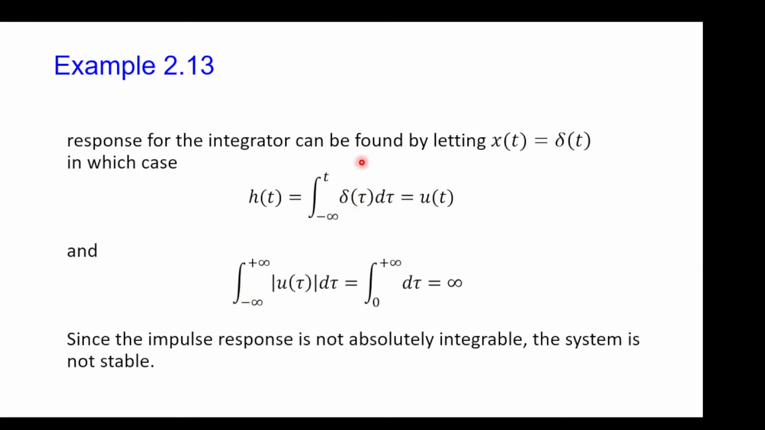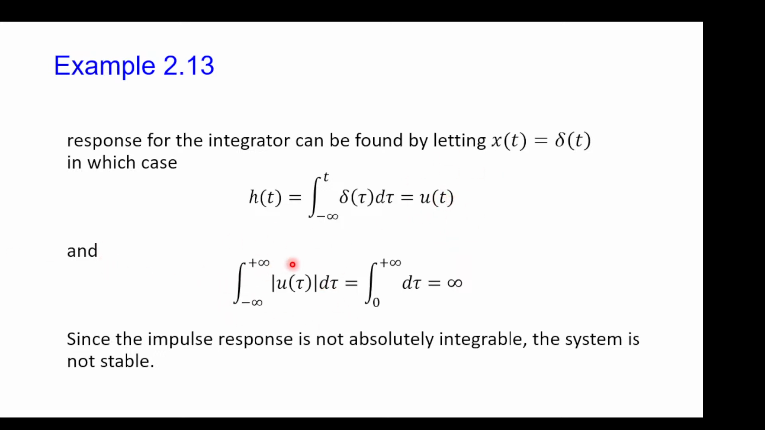And this is one of the relationships we have between delta of t and u of t. We find that you integrate delta of tau d tau from minus infinity to t. Then for t less than 0, you integrate to nothing, and for t greater than 0, you integrate through this delta of tau, and you get 1, so that's u of t. So the impulse response is also u of t.